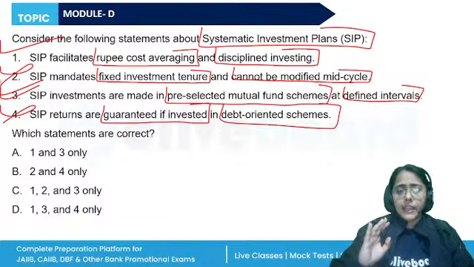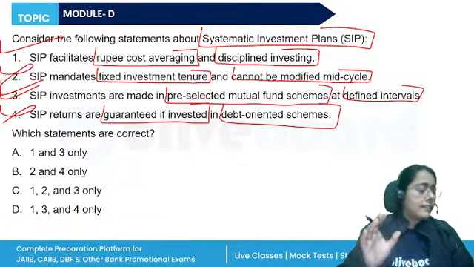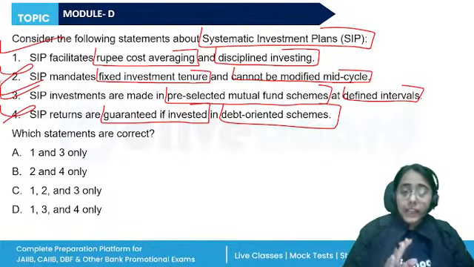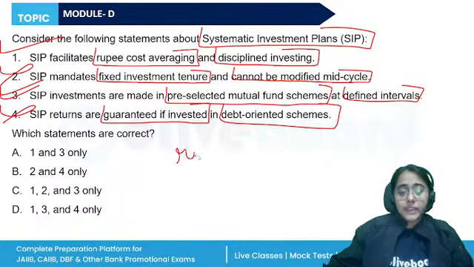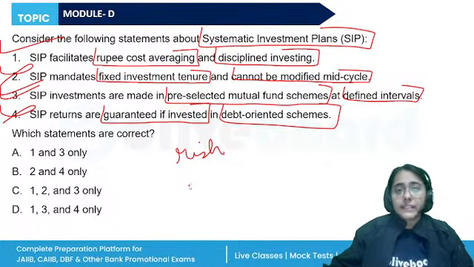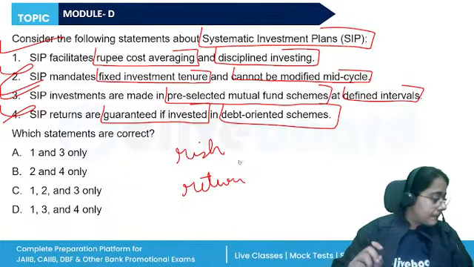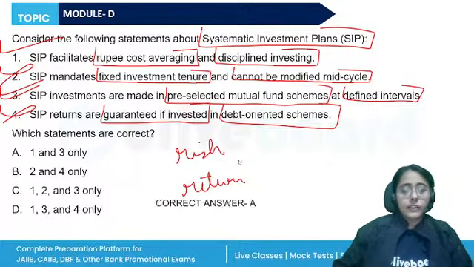If the question tells you that the returns are guaranteed or this much return is fixed, it is wrong. Investment means risk. The investment that I'm making today is clear. I know how much of my present income I'm sacrificing, but the returns that I'm going to get in the future are unpredictable. Okay, so the correct answer is A, 1 and 3.